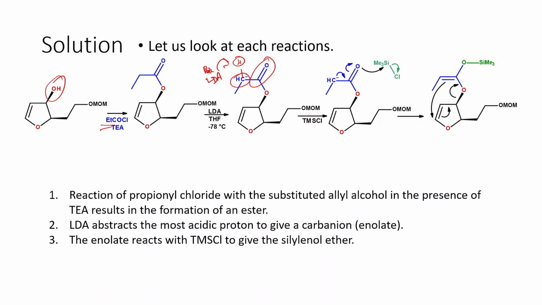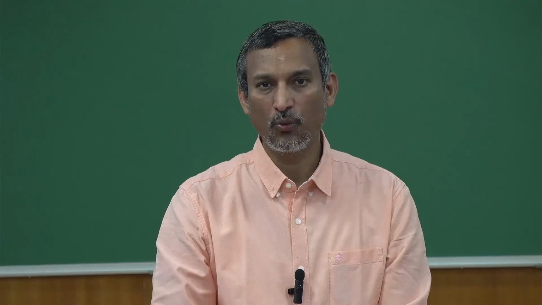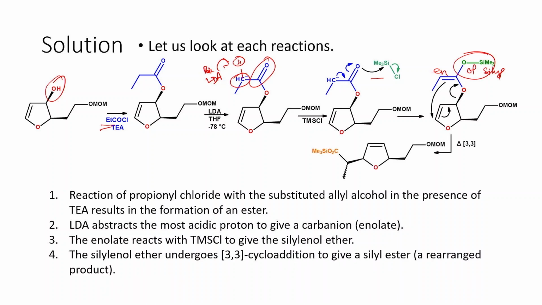And this enolate is now treated with trimethylsilyl chloride. That converts the corresponding carbonyl unit into an enol silyl ether. So this is the ene, this is the ol, and this is the silyl ether. The enol silyl ether is the one formed when this acyl derivative is treated with LDA and TMSCl. Once this is formed, the next step is going to be the 3,3 rearrangement.